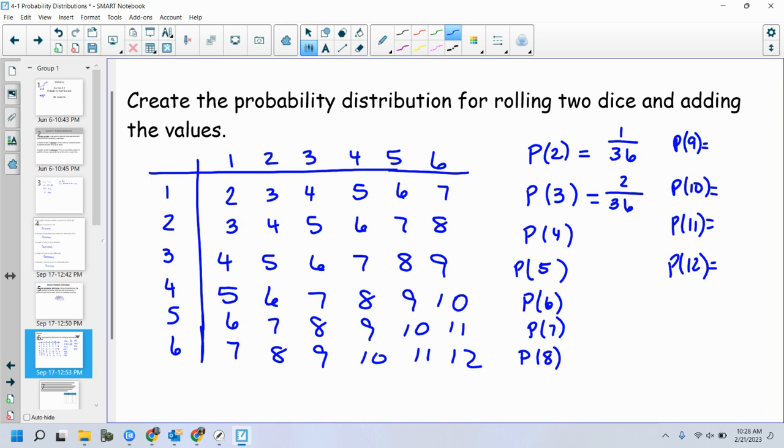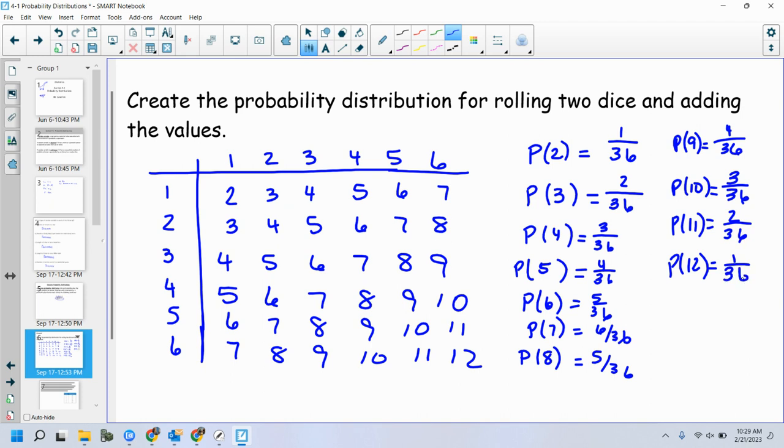Okay, what's the probability of rolling a 4? 3/36. Rolling a 5? 4/36. I know I could reduce that to 1/9. 5 out of 36. 6 out of 36. 7, 6 out of 36. And then it starts to wrap around again, right? Then we see, okay, 1, 2, 3, 4, 5 8s. 4 9s. 3 10s. 2 11s. 1 12.